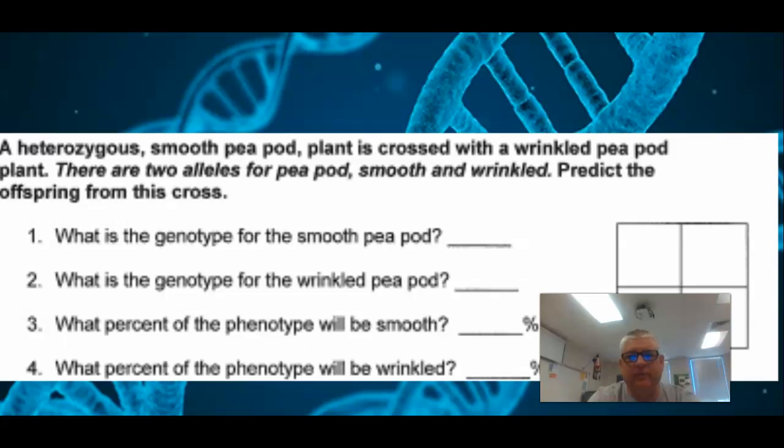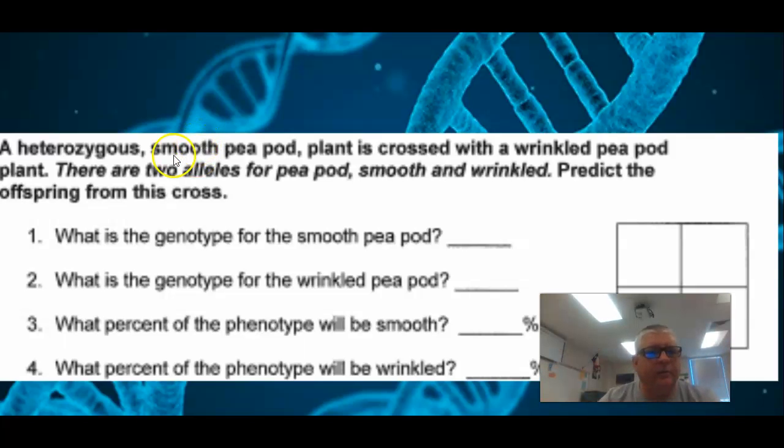So let me read it to you first. It says a heterozygous smooth pea pod plant is crossed with a wrinkled pea pod plant. There are 2 alleles for pea pods, smooth and wrinkled. Predict the offspring from this cross.